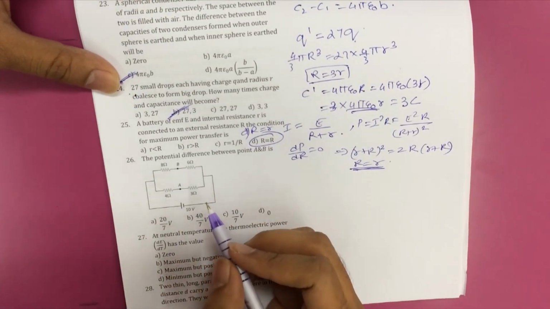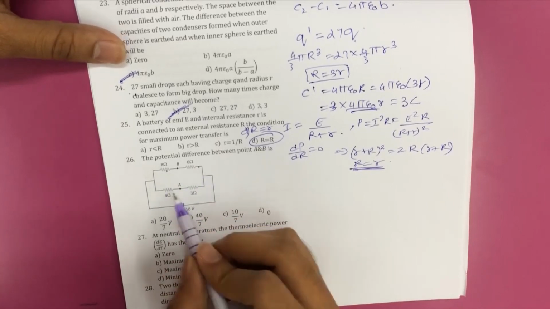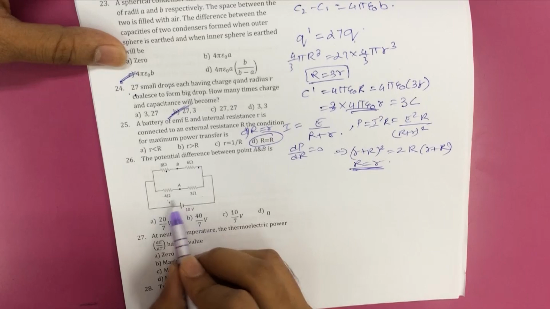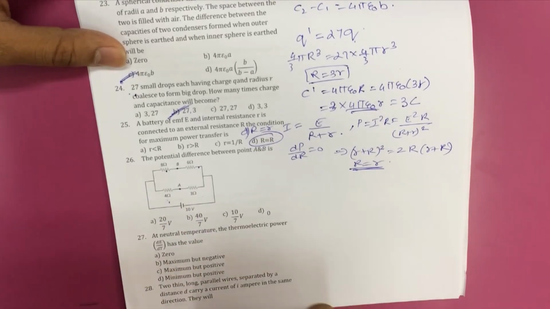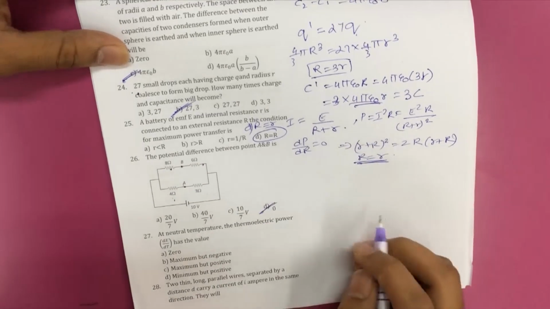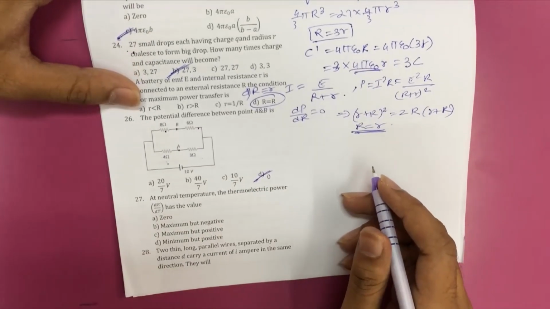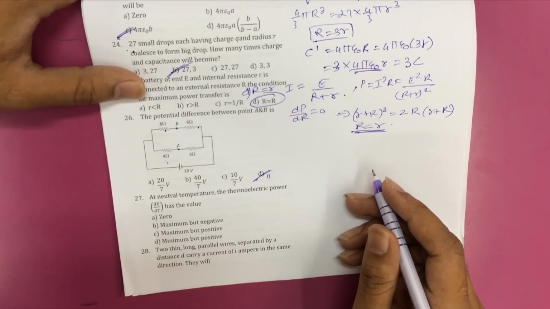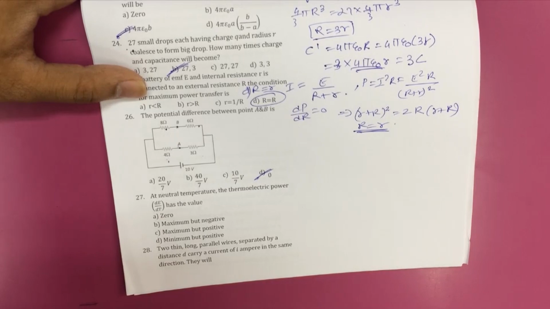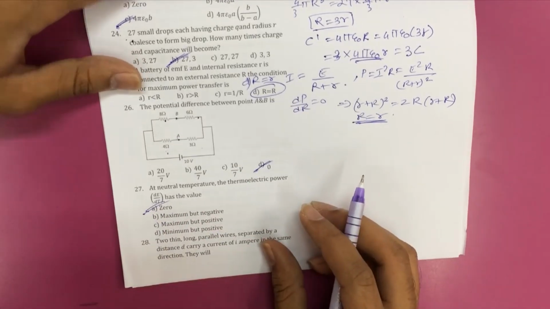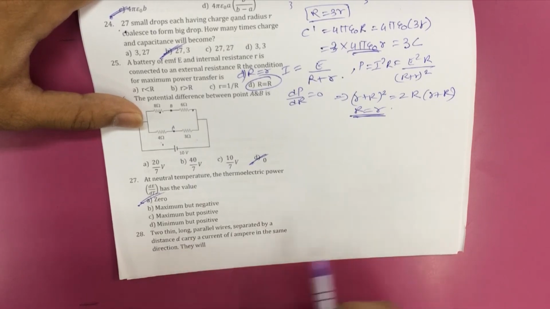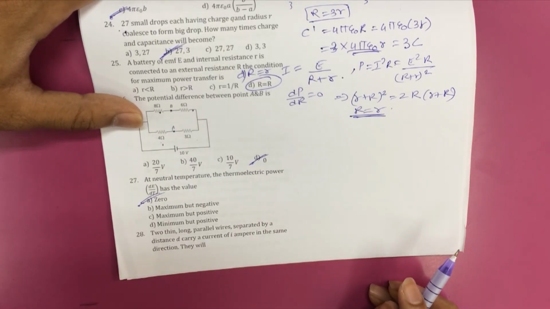Question 26. The potential difference between point A and B is, so we have to find the potential difference between these 2 points. Now 8 by 6 is 4 by 3 and the other side is already 4 by 3. So actually this is a balanced Wheatstone network, because of which potential between points A and B will be 0. So your correct answer is option D. Question 27. At neutral temperature, the thermoelectric power dE by dT has the value. So at neutral temperature, dE by dT is 0. So your correct answer is option A, 0.